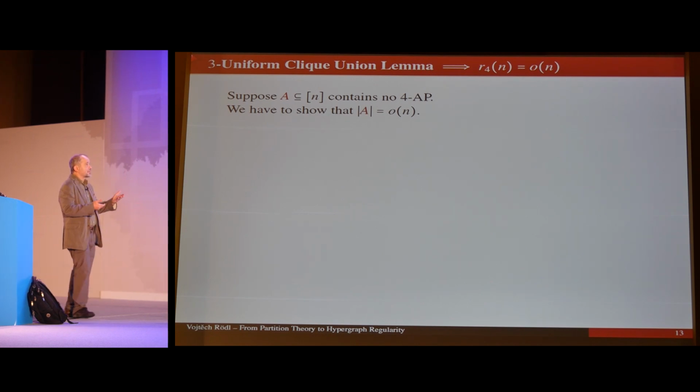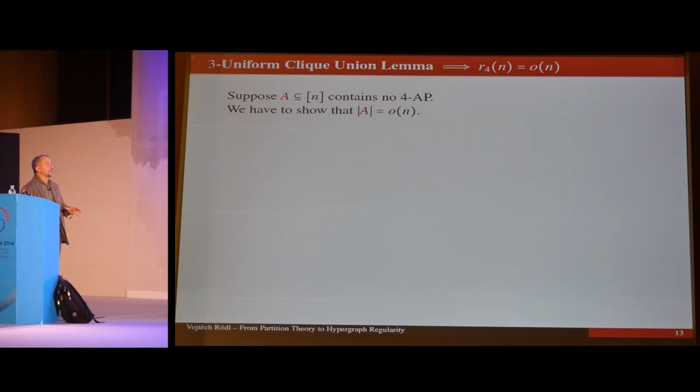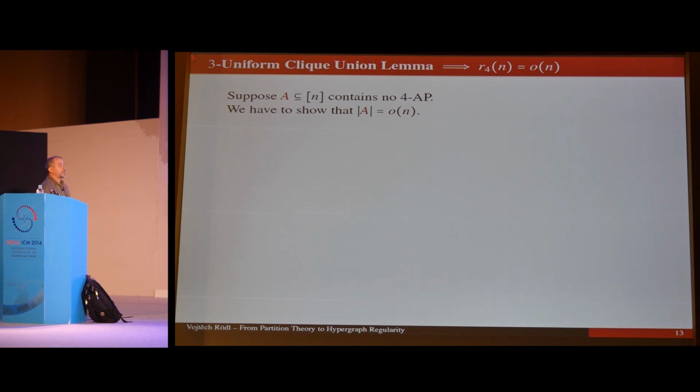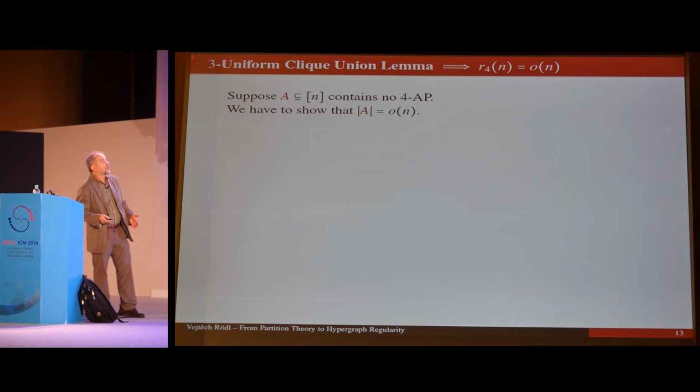In order to establish that connection, suppose that I have a subset A of integers that contains no arithmetic progression of length 4, and I have to show that the cardinality of A is little o of n.